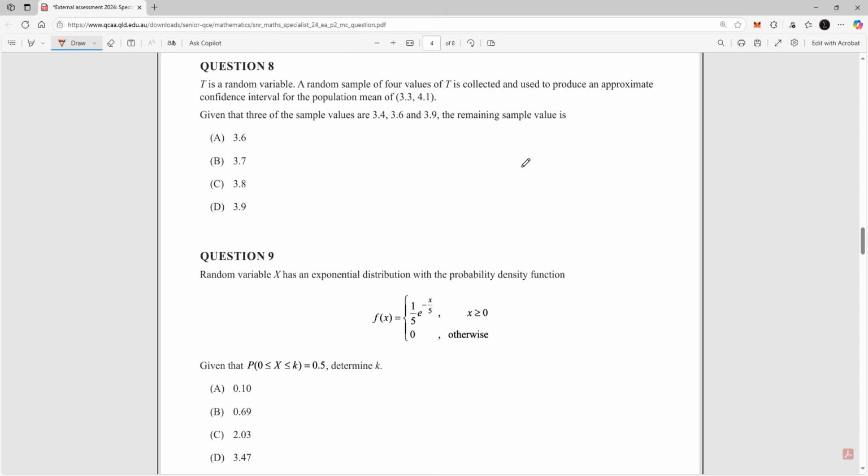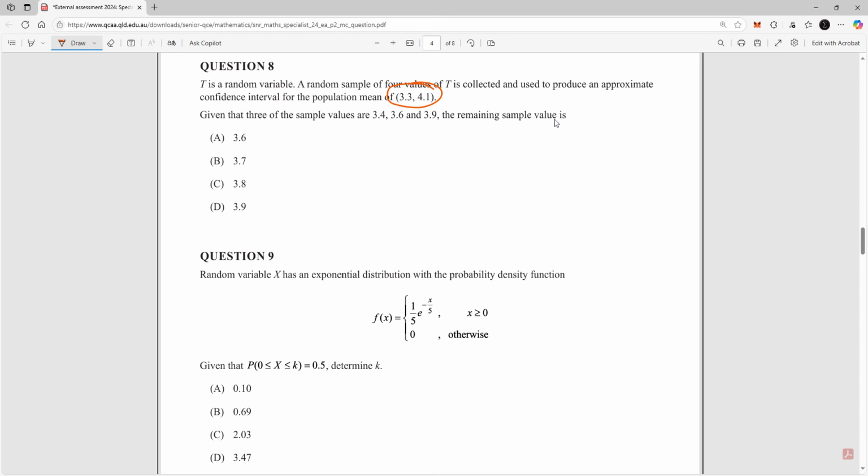Alright, question 8. So t is a random variable. A random sample of 4 values of t is collected and used to produce an approximate confidence interval for the population mean of 3.3 and 4.1. Given three of the sample values, the remaining sample value is etc. Okay, so here we just need to work out what that 4th value is.